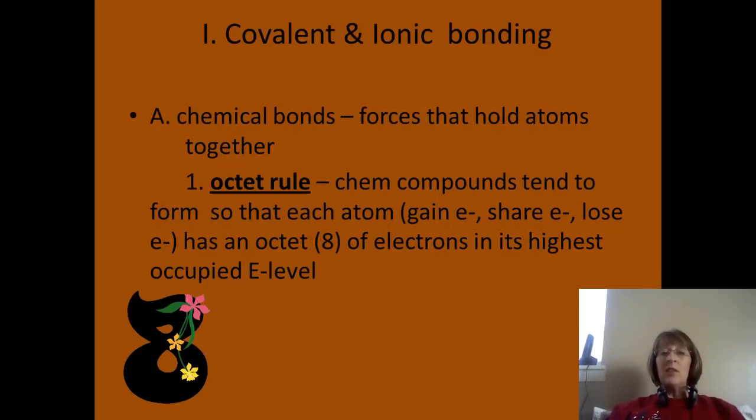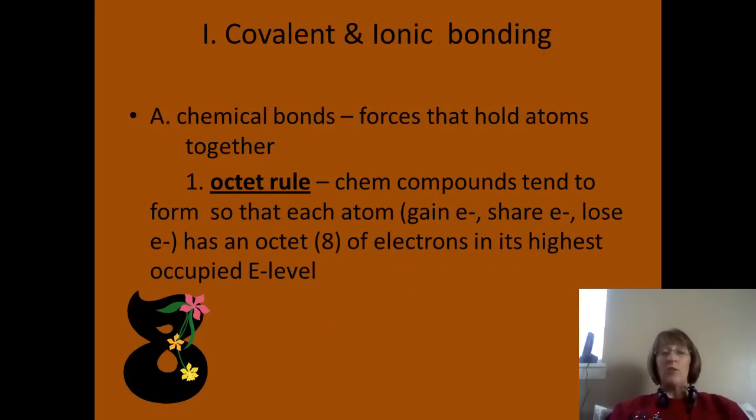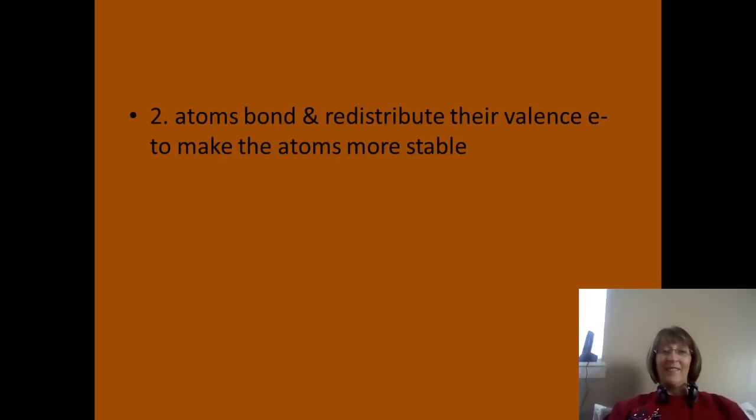Chemical compounds tend to form so that each atom gains electrons, shares electrons, loses electrons, transfers electrons, whatever it is, has an octet in its highest occupied energy level. All right, atoms bond and redistribute their valence electrons to make the atoms more stable. The whole purpose is to make things more stable. Nature tends to move towards a lower potential energy, less stored energy, and it becomes more stable.